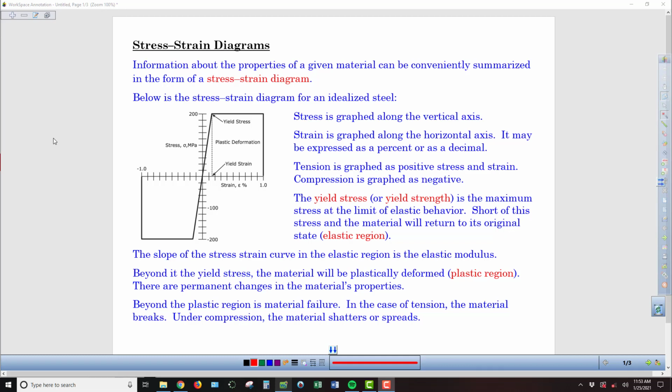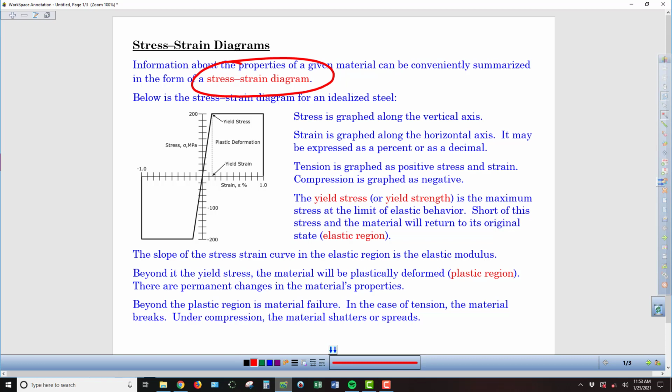We can display information about a material's properties in the form of a stress-strain diagram, like the one that we see in front of us. So the example here is for what we call an idealized material, in this case, an idealized steel. As we'll see in a moment, the actual stress-strain diagram that represents a more realistic situation is a little bit more complicated than what we see in the example here.